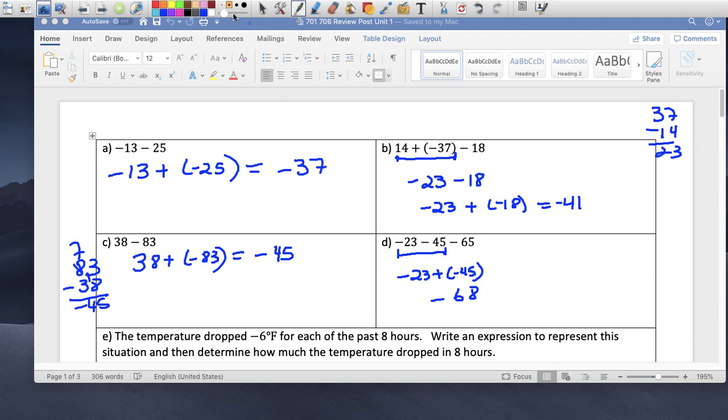And then I'm going to change colors just to show you that it's this part. This part here. And that's minus 65. So again, change it to an addition so it's easier for us to understand what's going on. They're both friends, right? They're both negative, so it's going to be negative. And then we're going to add 8 plus 5 is 13, carry 1, 6 plus 6 is 12, 123.